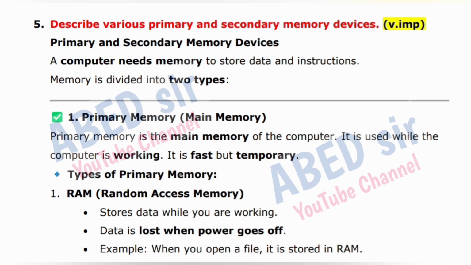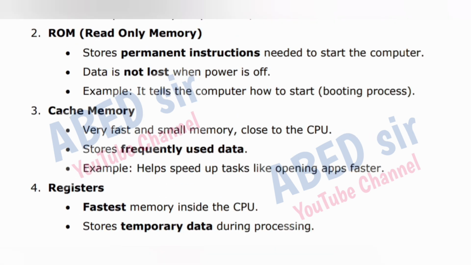Types of primary memory. 1. RAM, random access memory. Stores data while you are working. Data is lost when power goes off. Example, when you open a file, it is stored in RAM. 2. ROM, read-only memory. Stores permanent instructions needed to start the computer. Data is not lost when power is off. Example, it tells the computer how to start the booting process.